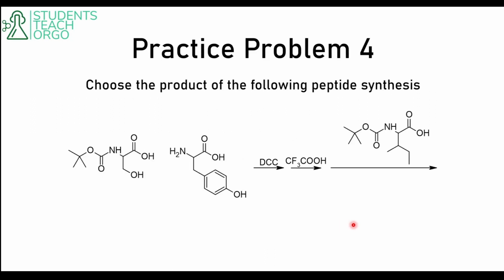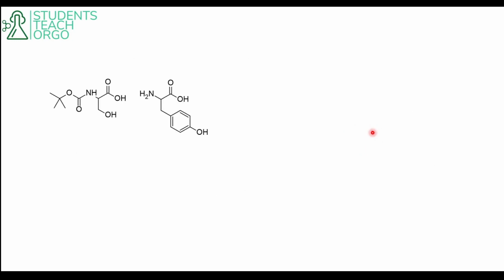Okay, and our last practice problem. Looking at this, you should be able to identify that this is a solution phase synthesis. Generally speaking, we have this Boc group here, and then we have this second Boc group on this reagent over here. So this is solution phase synthesis. Let's go through the mechanism. We start with these 2 reactants, and the first reaction is introducing DCC. So that will facilitate peptide bond formation between this carboxylic acid carbon and this amine nitrogen. So we end up with this intermediate here now.